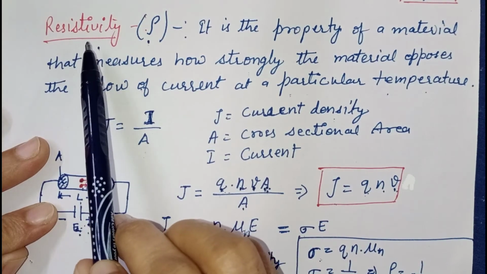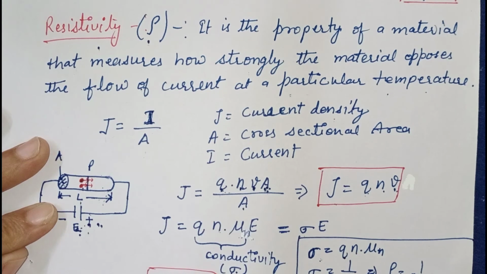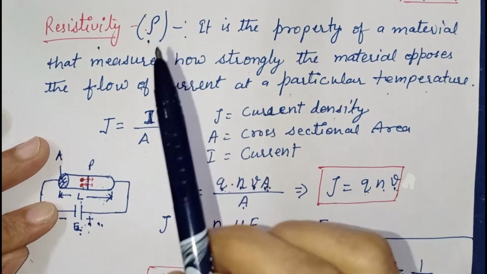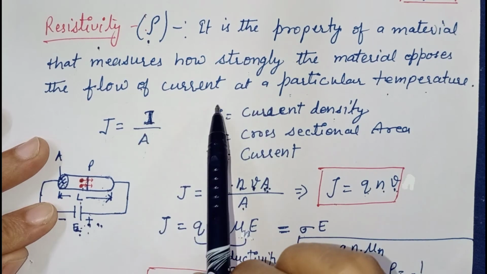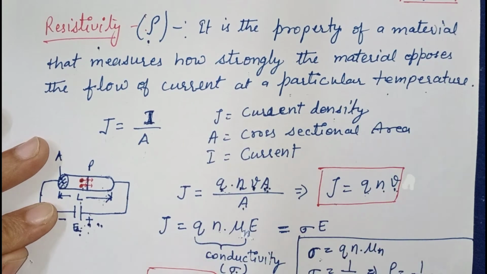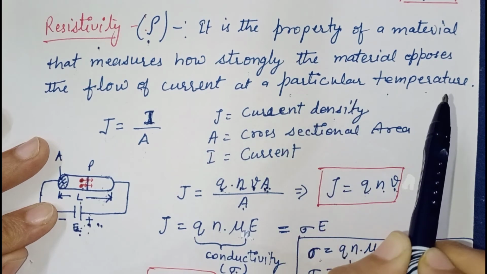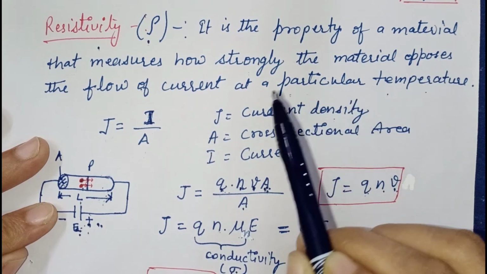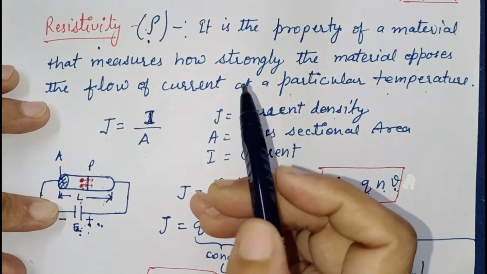I will explain resistivity. Resistivity is represented by rho. Actually, resistivity opposes the flow of current through the material. So we can define it: it is the property of a material which measures how strongly the material opposes the flow of current at a particular temperature. It is highly temperature dependent, because if we increase the temperature of the material, the resistivity of that material decreases. Now we will derive the equation for resistivity.